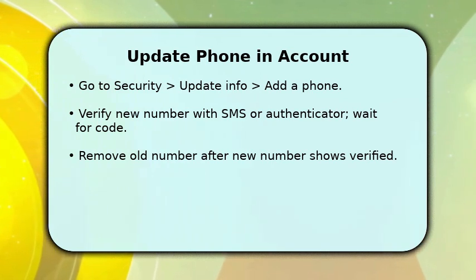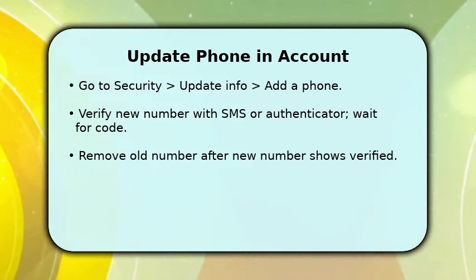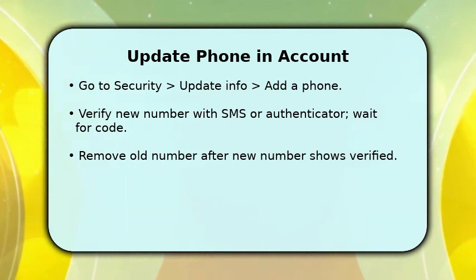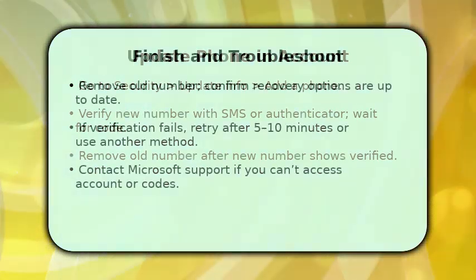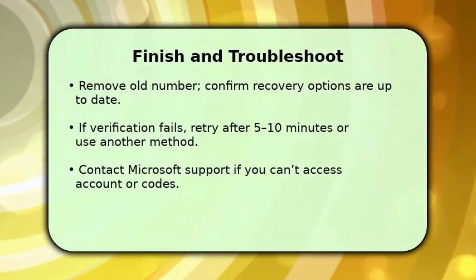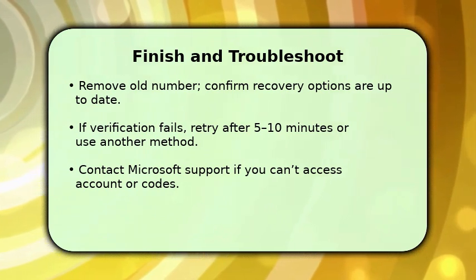If changing via the Outlook mobile app, edit account settings, update the phone field, and save. Then repeat verification to ensure synchronization. Finalize by removing the old number and confirming your recovery email and backup methods are current so you can regain access later.